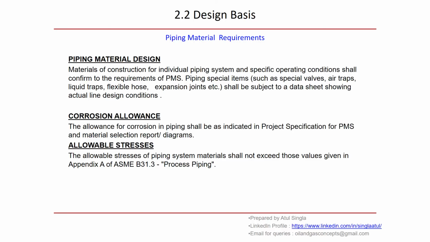Piping special items such as special valves, steam traps, etc. shall be subject to datasheets showing the actual line design conditions. So all these conditions shall be listed out in the piping design basis along with corrosion allowance and allowable stresses. So this will be the basis for PMS.